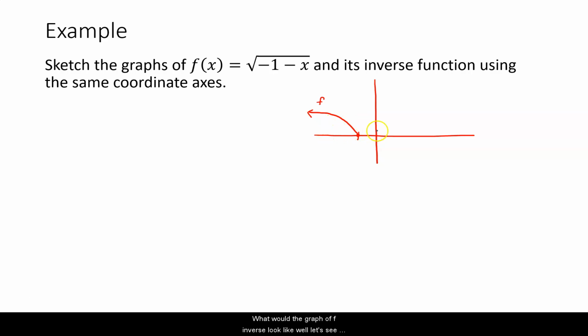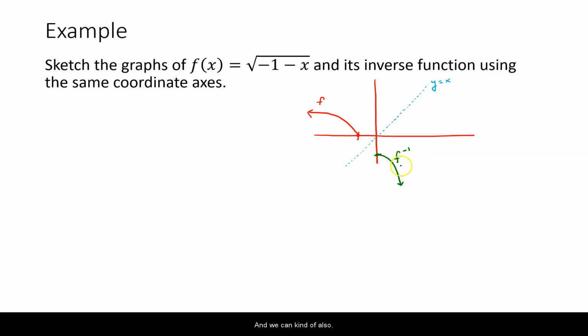What would the graph of f inverse look like? Well, let's see, if we were to reflect it in the line, or consider the symmetry with the line y equals x, the graph of f inverse would look like a downward parabola there. In this case, it's half of a parabola. We notice that it exhibits the symmetry that we know.